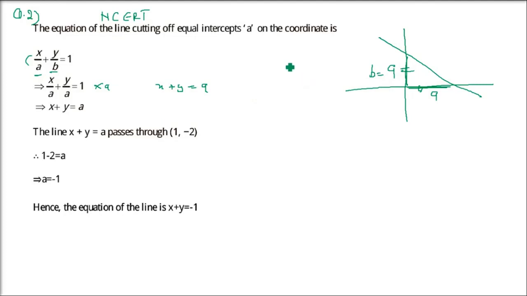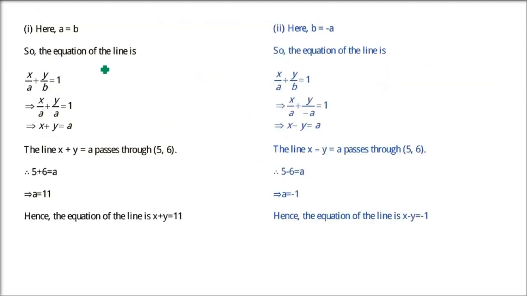Now this line is passing through (1, minus 2). This is also given. So (1, minus 2) is going to satisfy this equation. Put x as 1, y as minus 2. So 1 minus 2 equals a. So you get a equals minus 1. Now the equation is x plus y equals a, and a you got, so x plus y equals minus 1. So this is the final equation. You can write it as x plus y plus 1 equals 0.